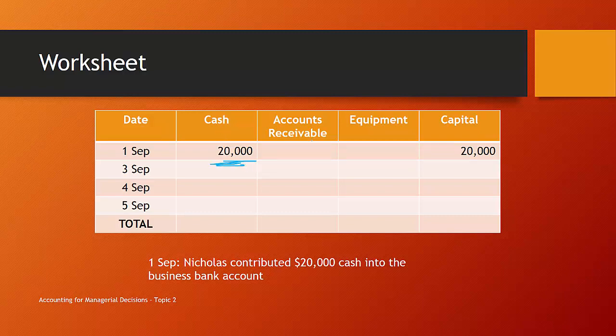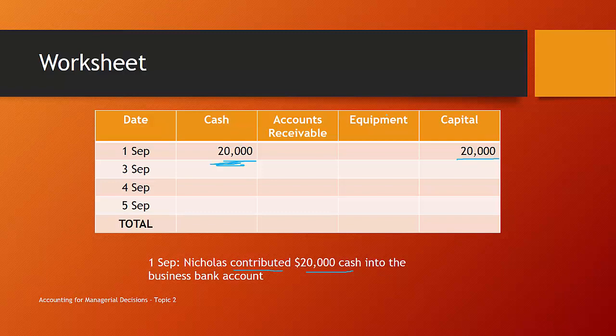So we've got cash assets, accounts receivable, equipment, which is an asset, and capital, which is equity. So that cash has gone up by $20,000. And because the owner has put in, so it's an owner contribution into the business, the other part is equity. So that's the $20,000 equity, his contribution. So it's an external party.